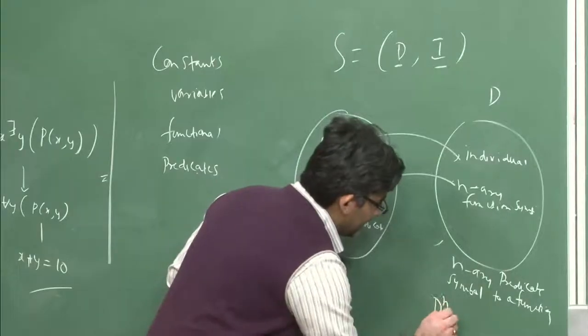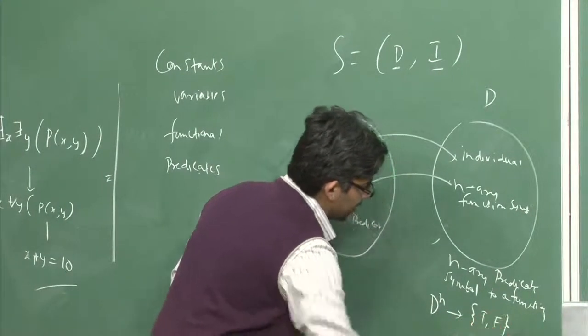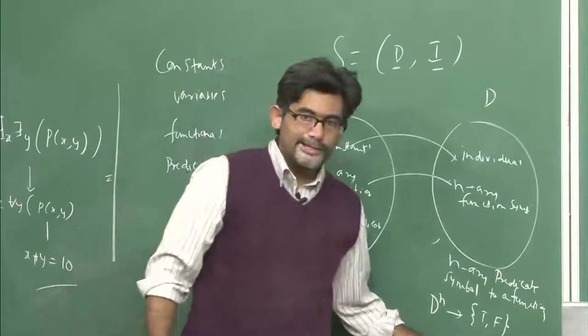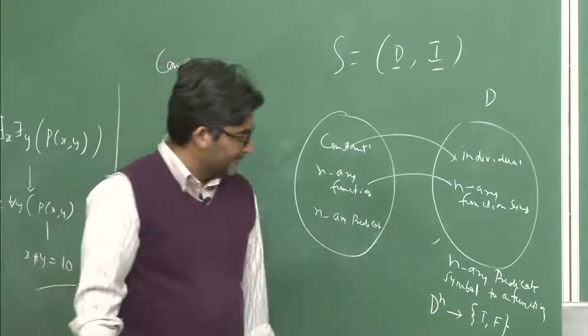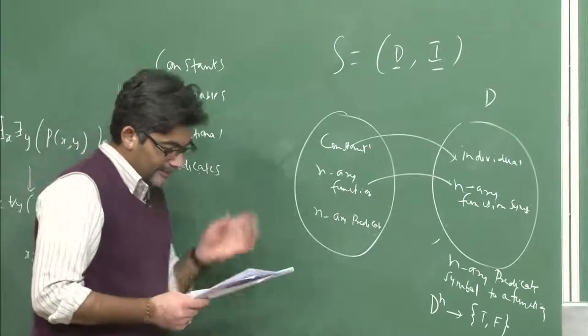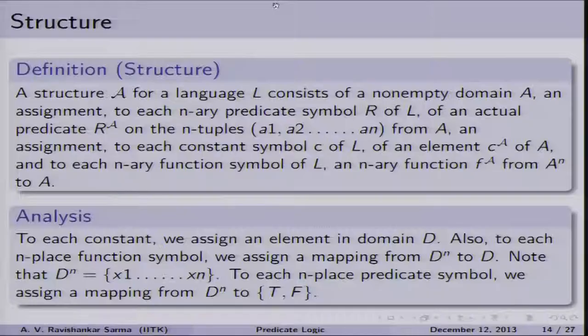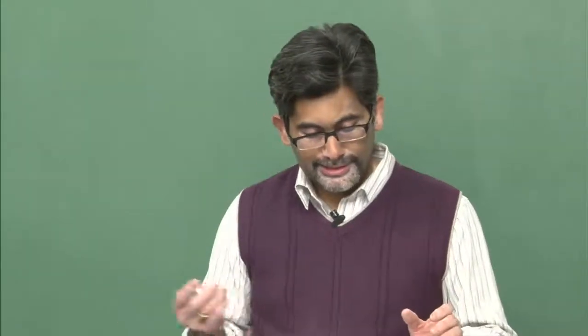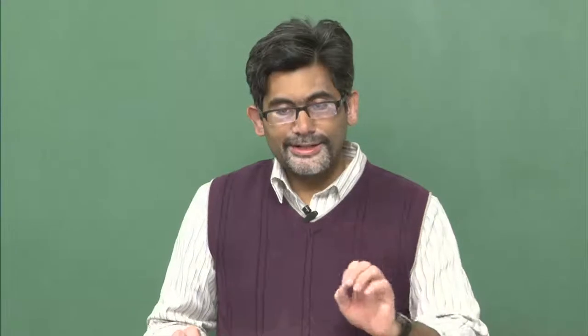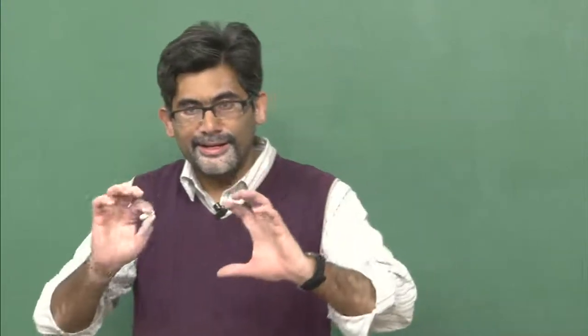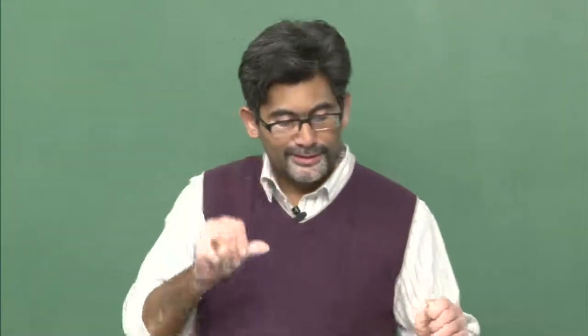Function D^n to 2 maps to only two entities here, either true or false: P(x) is false or P(x) is true. Usually the interpretation over a domain is considered to be an assignment of entities of D to each of the constants, variables, predicates and functional symbols in the predicate calculus expression. Each constant is assigned to some element in the domain D. That means we are assigning values to constants, variables, functional symbols and predicate symbols.